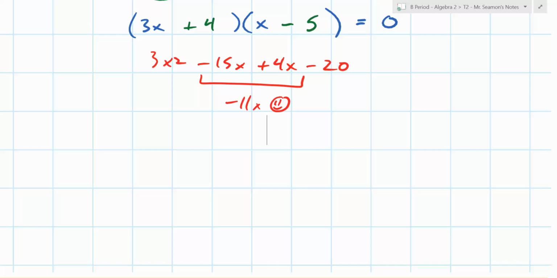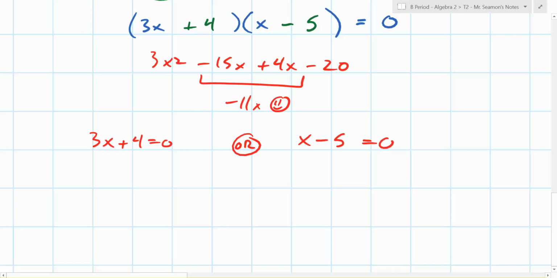Anybody? You haven't gone yet. 3x plus 4 equals 0 or x minus 5 equals 0. Please make sure you write down the or statement. I know it's really simple, but I can guarantee if you don't, you will double the probability that you will get something wrong.